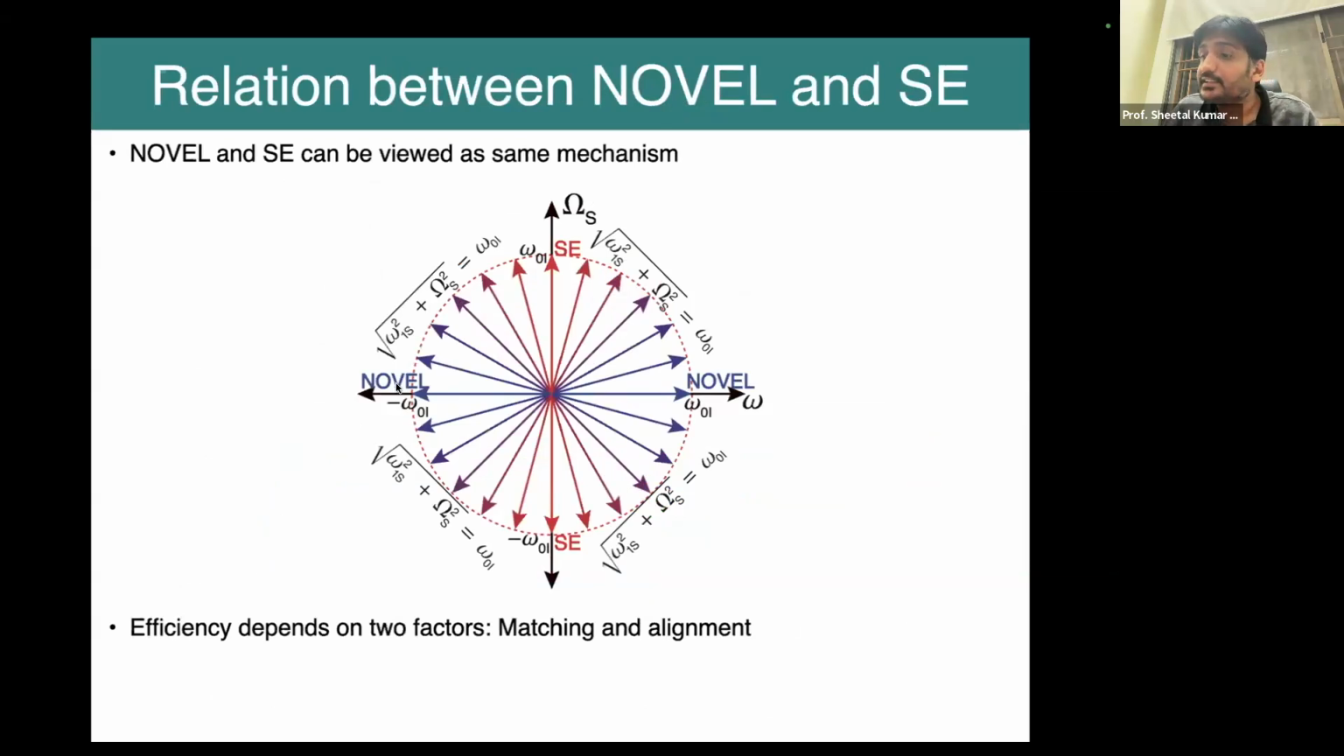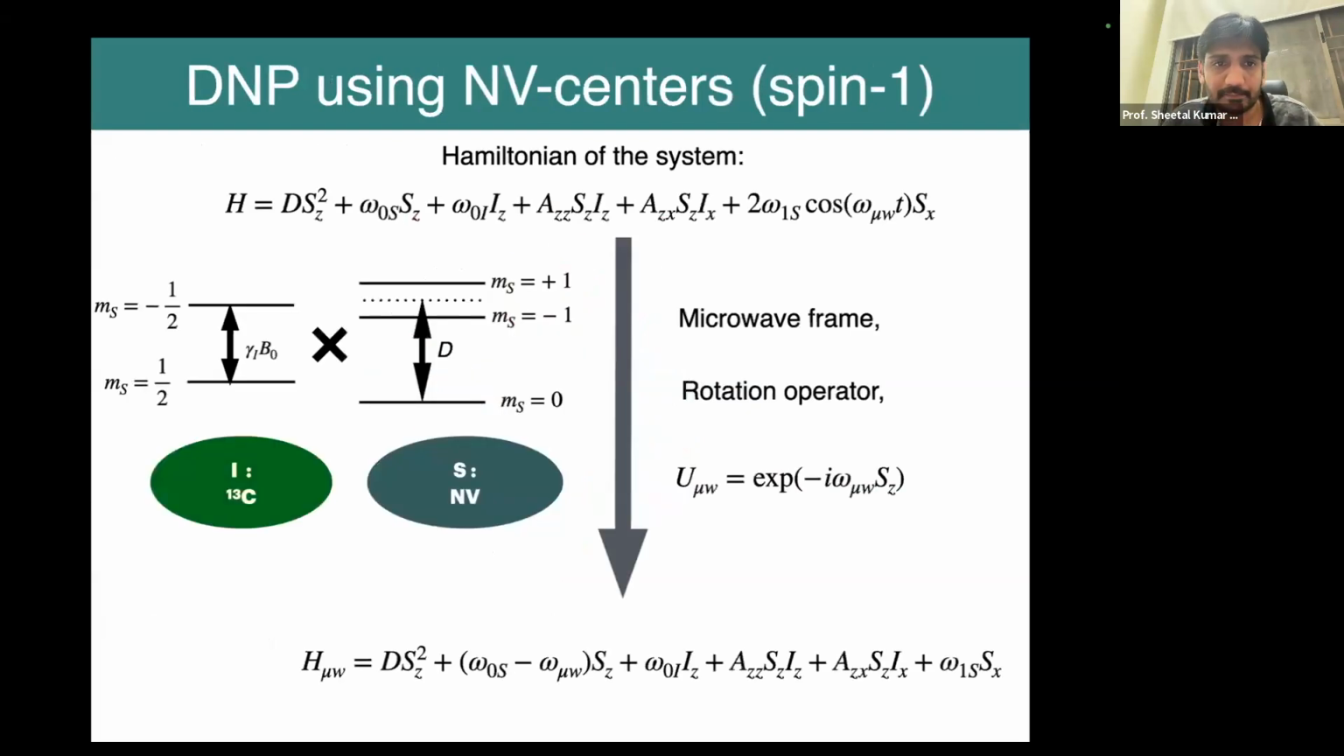So the idea here is that the Solid effect and NOVEL in this regime at least can be considered as the same mechanism, but we can switch from one mechanism to another based on whether we are using omega, the offset, to match the condition, or the RF microwave amplitude to match the condition. So the efficiency depends on two factors, not only on the matching condition or the power, but matching condition and the alignment of the magnetization with the spin lock field.